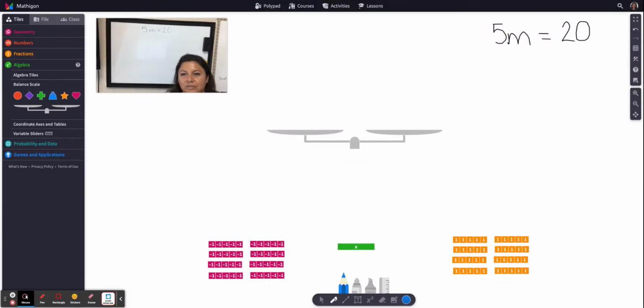So we have the equation 5m equals 20. Again, the goal is to isolate the variable, leave the variable by itself. We have on the left side of the equation 5m, on the right side we have 20. Anytime I have a number and a variable next to each other, I know that that represents multiplication. And in order to remove this 5, I'm going to need the inverse operation of multiplication, which is division.